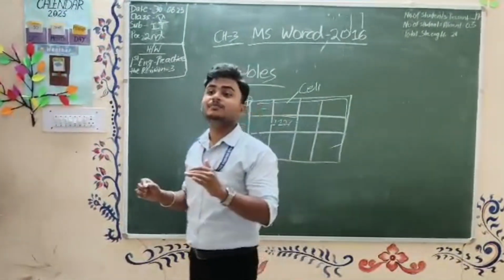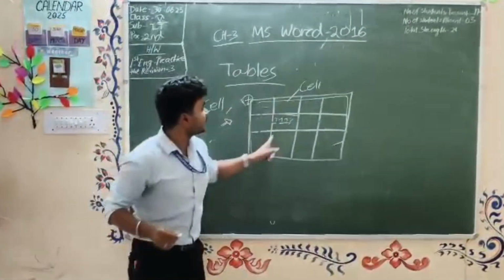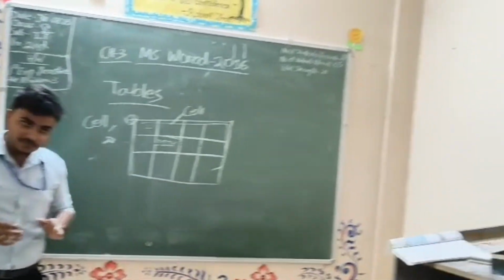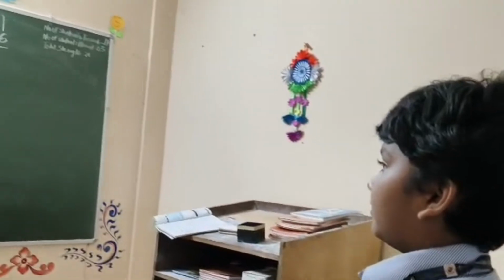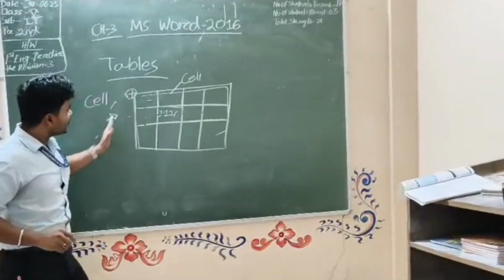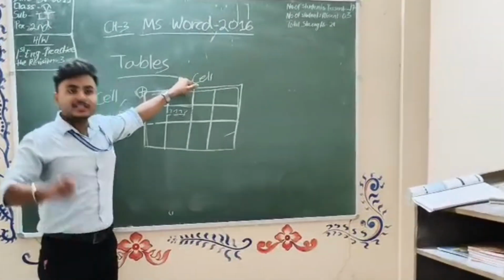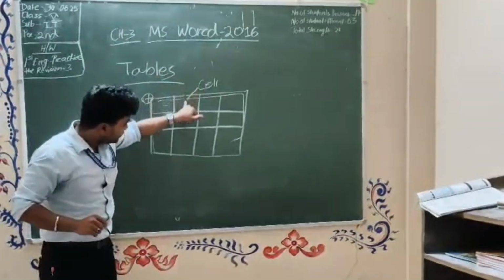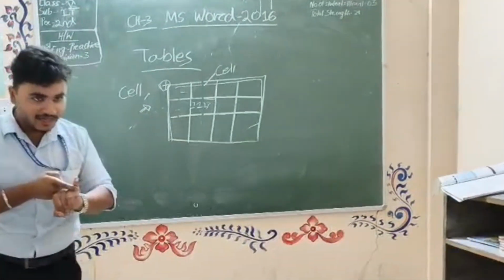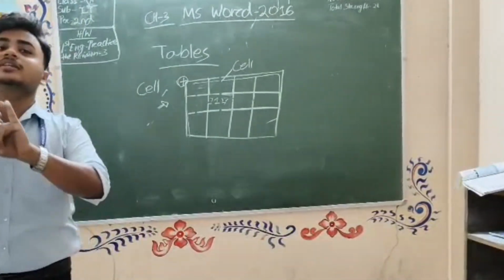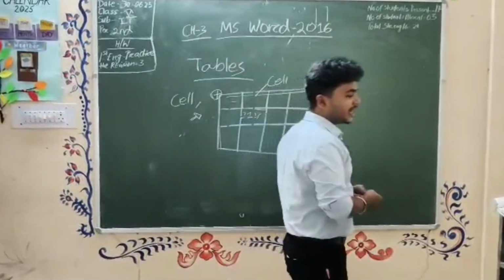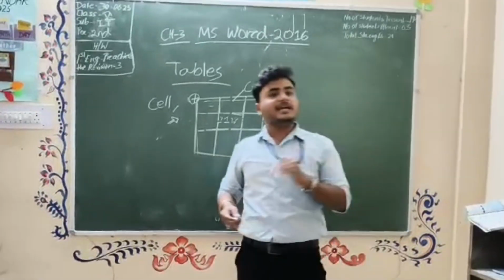How to select a column? Put the mouse pointer on the top of the column. Very good. If I select this column, I put the mouse pointer on top of that column and left click on it. Then the column is selected. So we learned how to select a cell, a row, a column, and a table. Now let's come to inserting columns and rows.